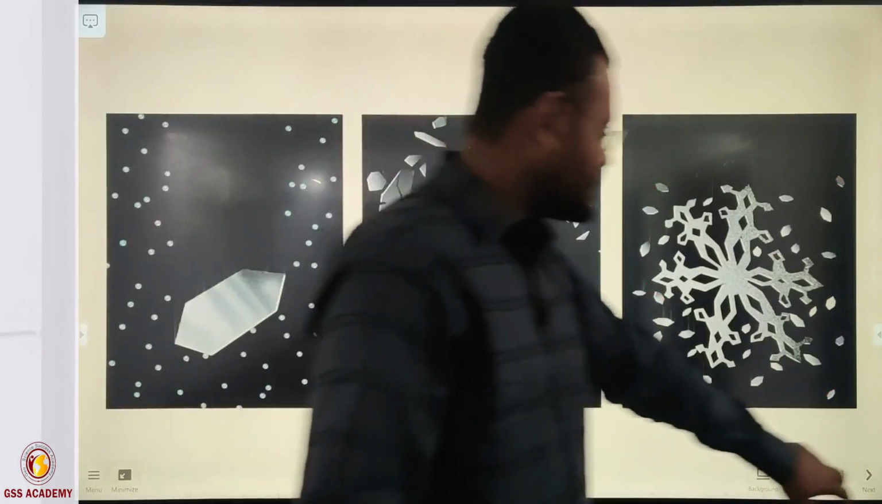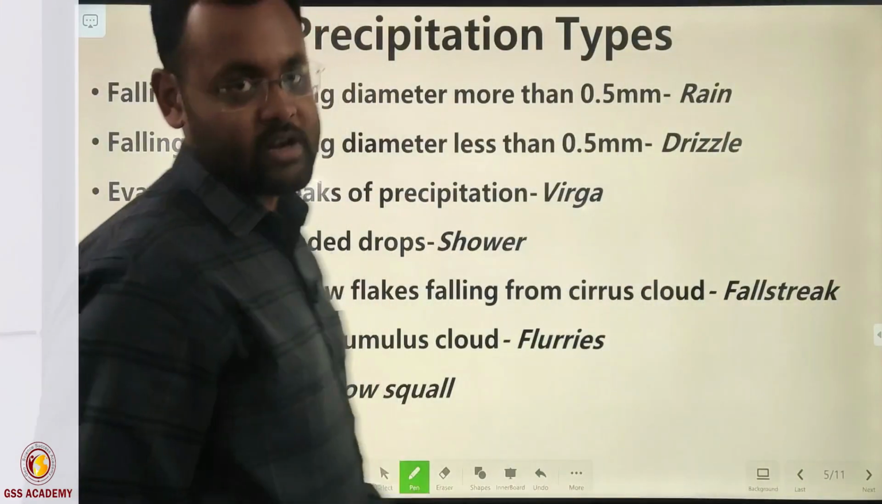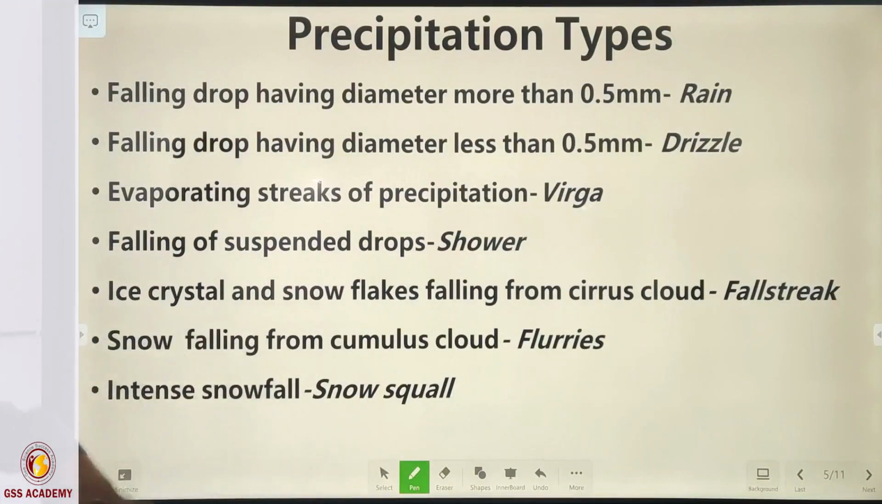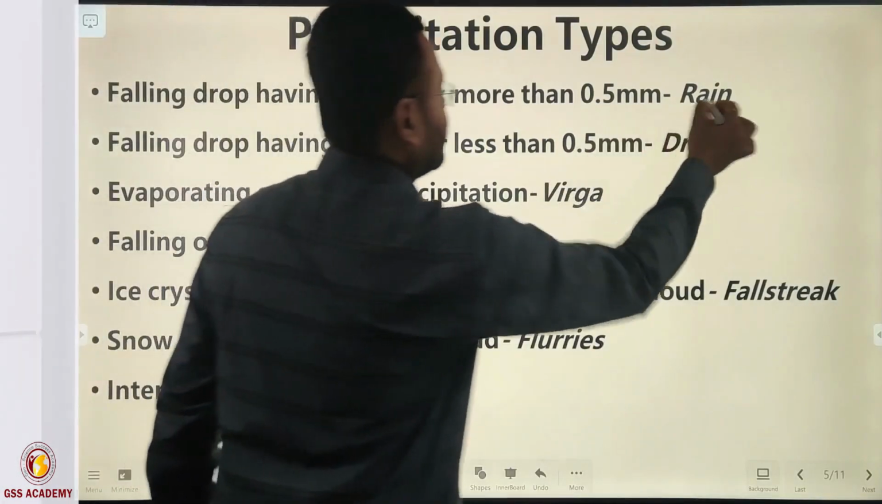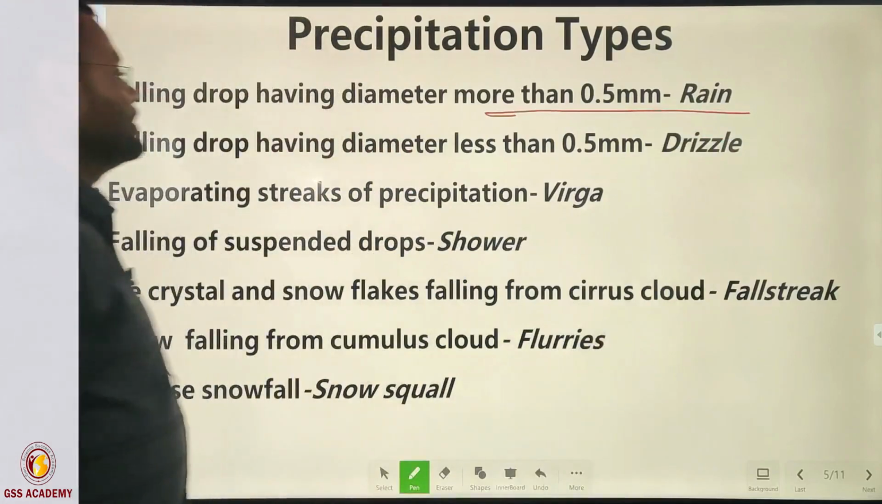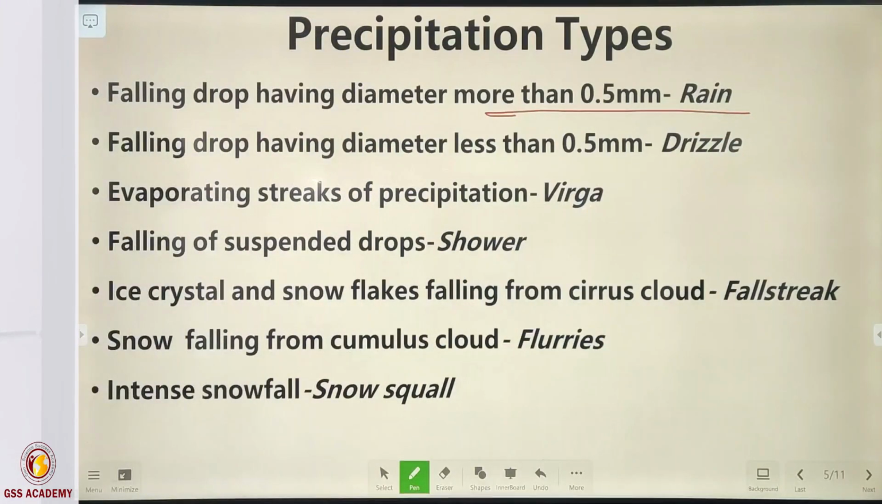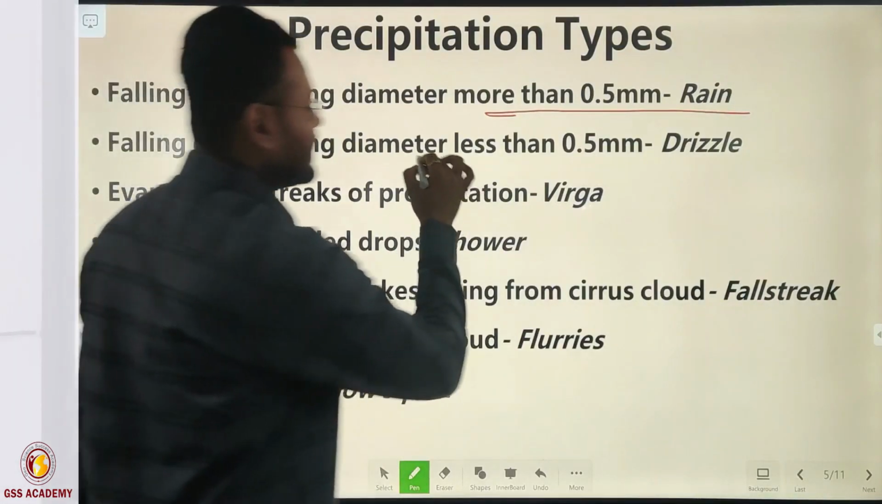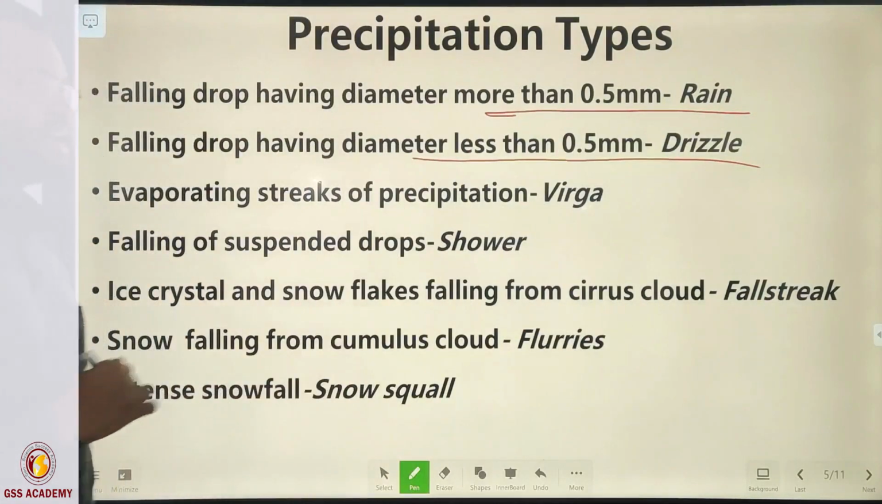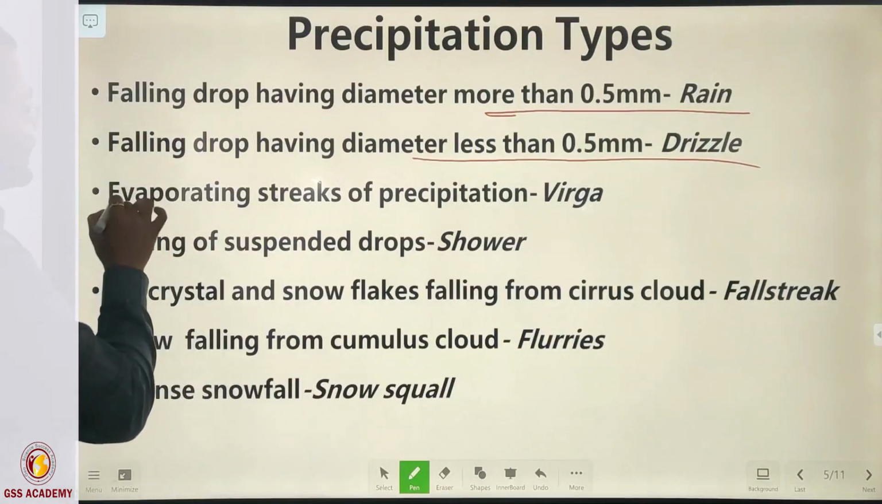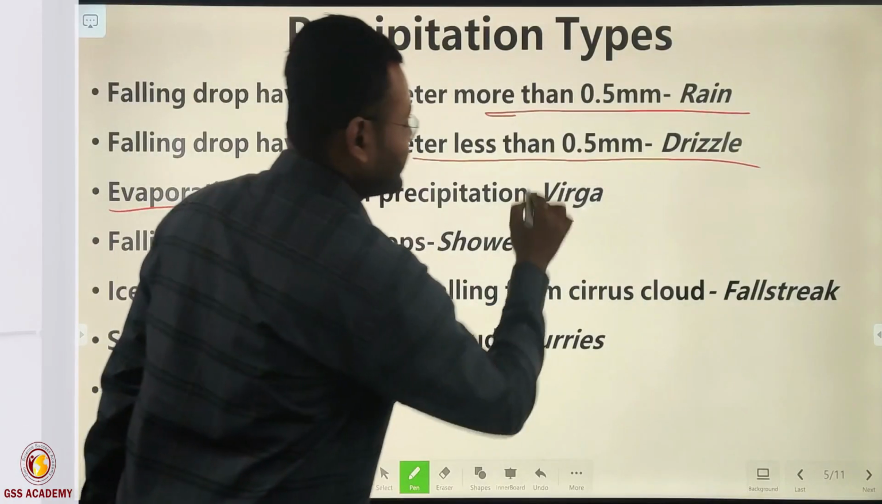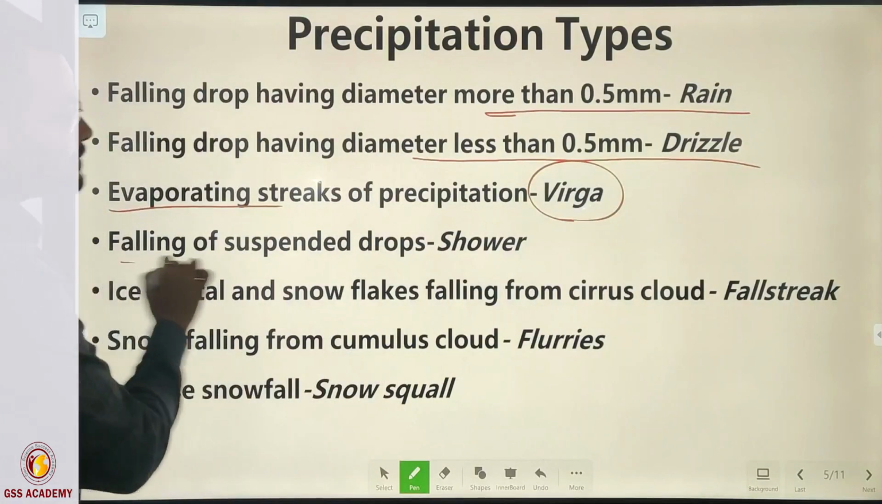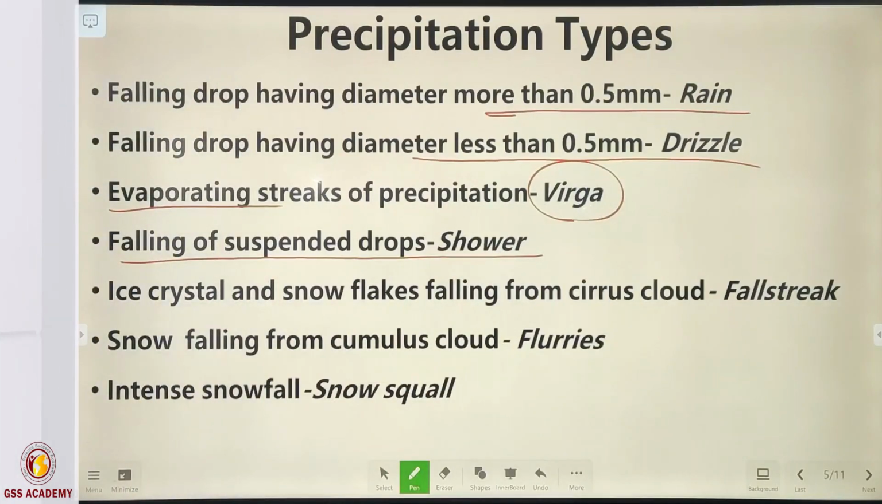And depending on the size of the water droplets falling towards the earth's surface as well as other factors, we have a variety of types of precipitation. If the diameter of the droplet is more than 0.5 mm, then that is called rain. Whereas if the diameter of the droplet is less than 0.5 mm, that is called drizzle. If the falling droplet evaporates, then it is called virga. Whereas the falling of suspended drops is called a shower.